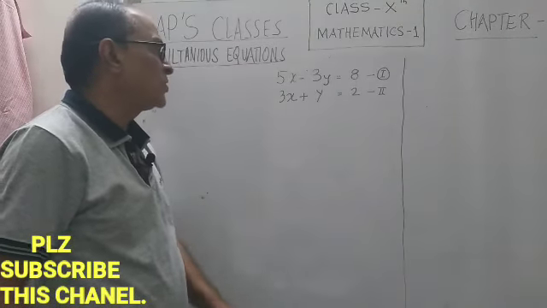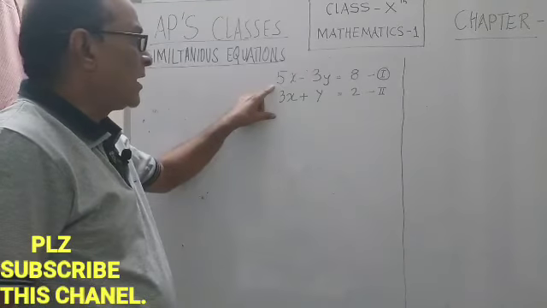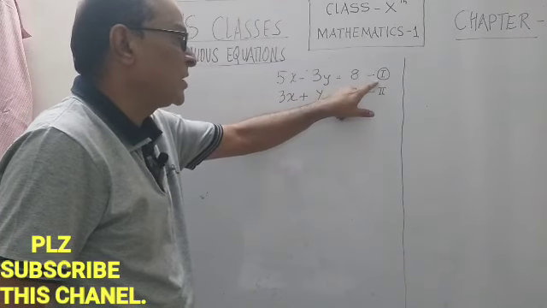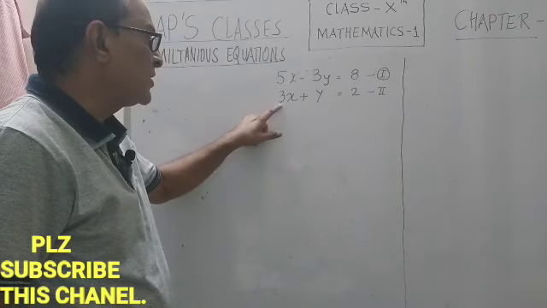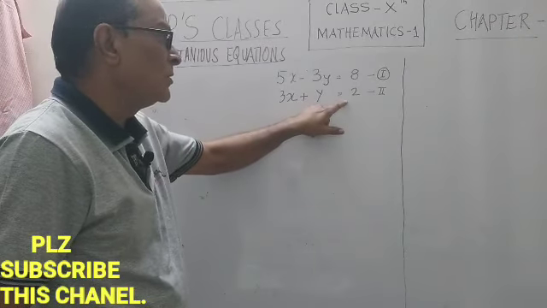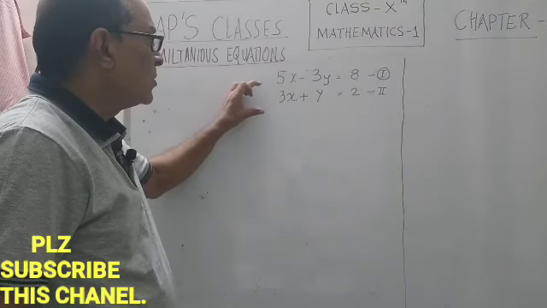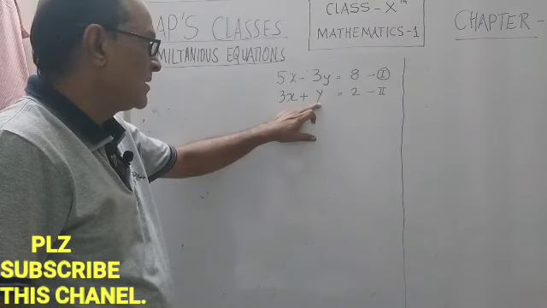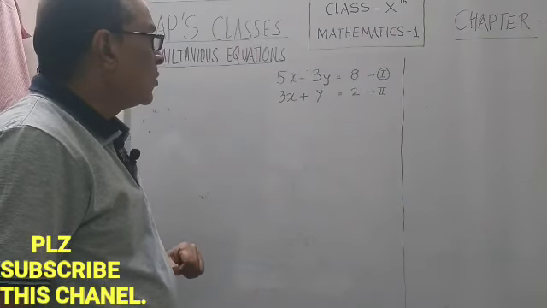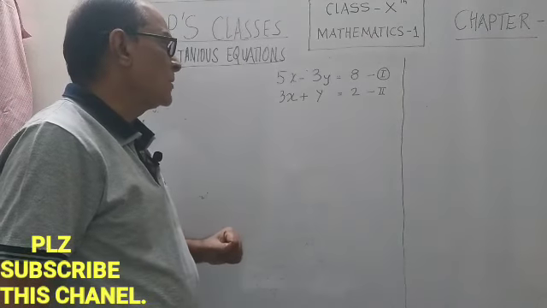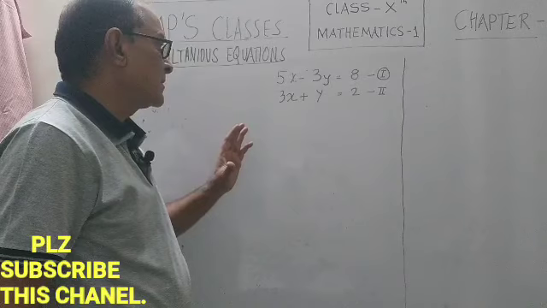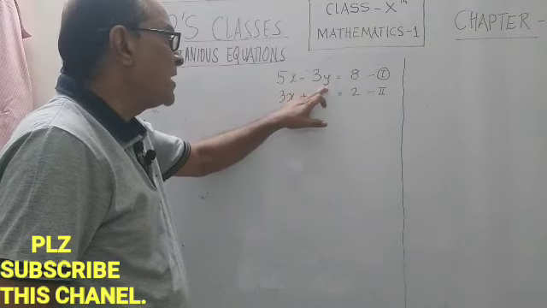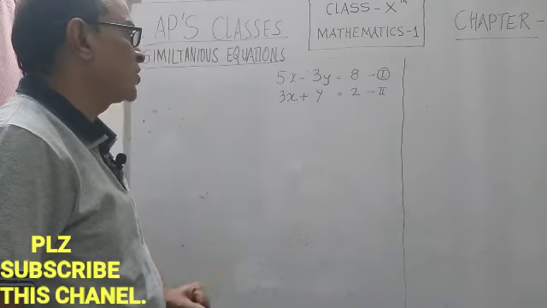So let's start. This is the example. 5x minus 3y is equal to 8. It is the first equation given. The second equation given is 3x plus y is equal to 2. And we are asked now to identify what is the value of x, what is the value of y. Now, imagine which is the easiest way to find out. Eliminating process. I want to eliminate x or I want to eliminate y. Which is easy? This is the basic question.